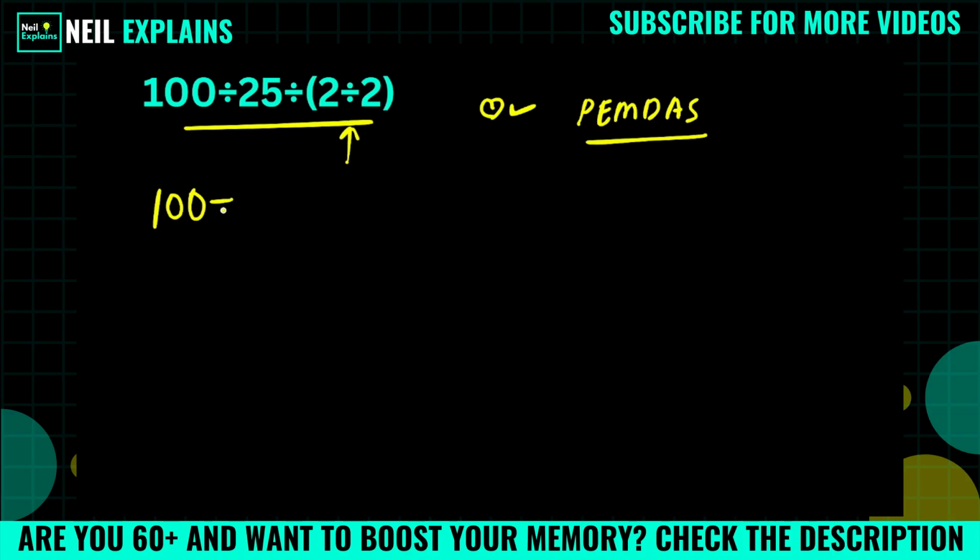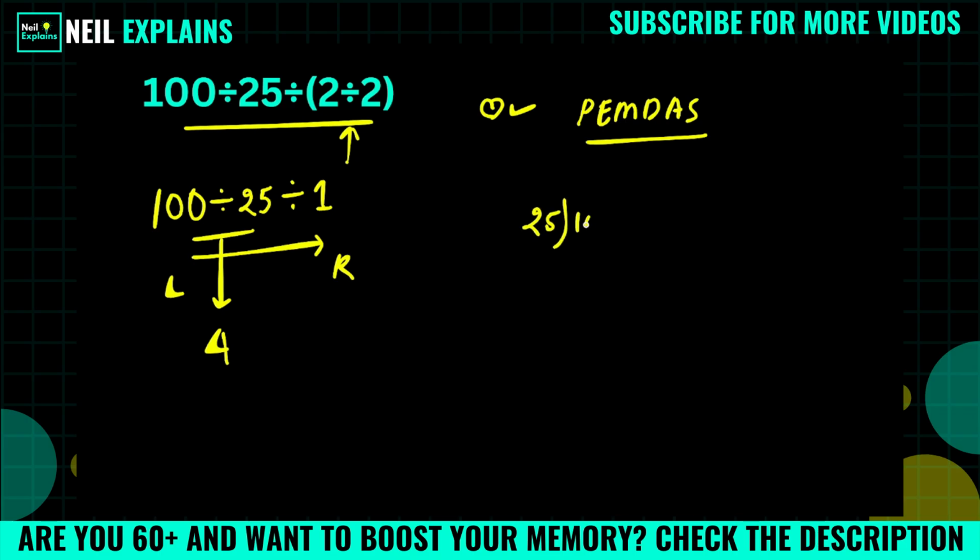100 divided by 25 divided by 2 divided by 2, which equals 1. Okay, so here what we can see, two divisions are there, and in this case both have the same priority, so we'll do the operations from left to right. Okay, so when we divide, we will solve first for this part. When we divide 100 divided by 25, what will we get? 4. Okay, how? 25 times 4 is 100, and that is 4.